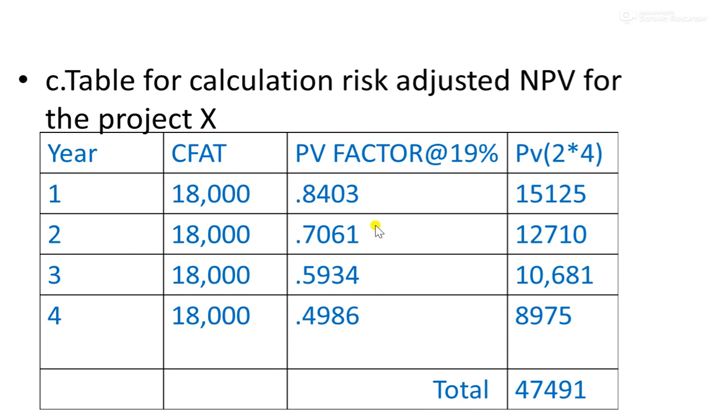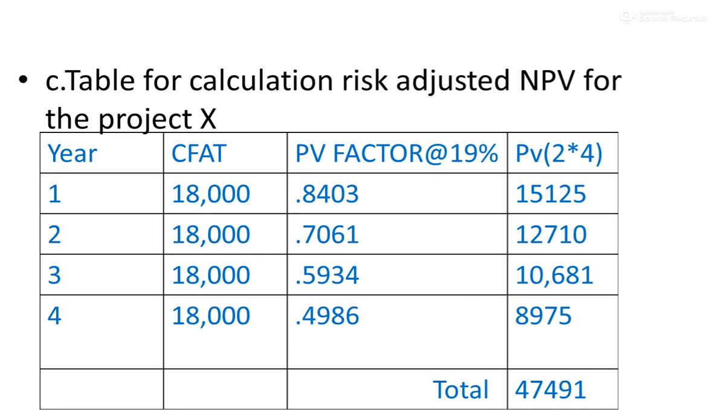You know the calculation process of this rate, or you get this value from a ready-made list. Then present value, column 2 into column 4. Then we get the amounts 15,125, 12,710, and 10,681, and the summation of these amounts for years 1 to 4 is 47,491. This is the risk adjusted NPV.